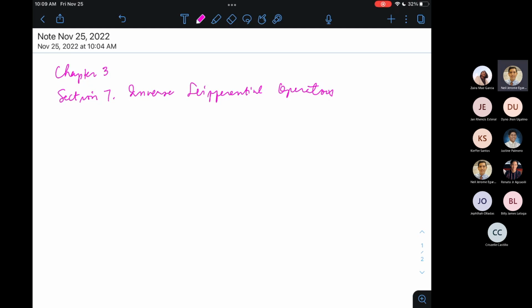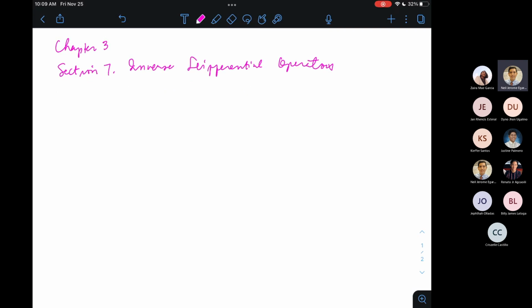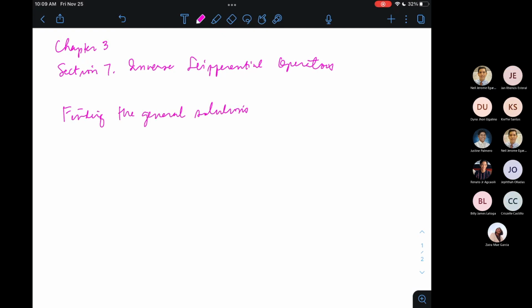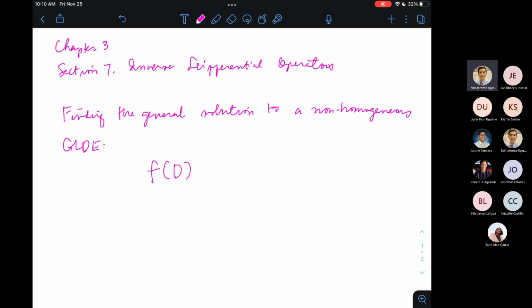Okay. So let's start. So the idea here is still chapter 3. We're still looking for solutions to general linear differential equations. So we are still talking about finding the general solution to a non-homogeneous GLDE of the form f of D equals r of x.